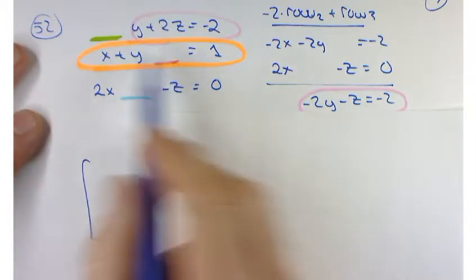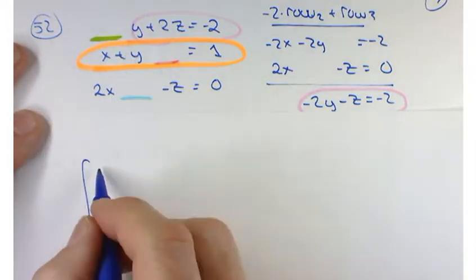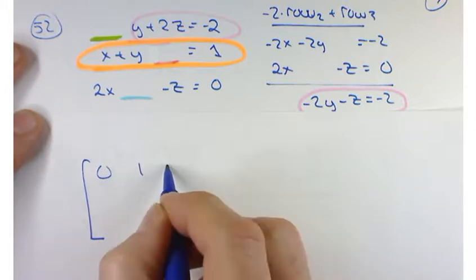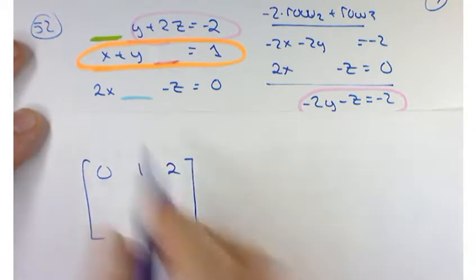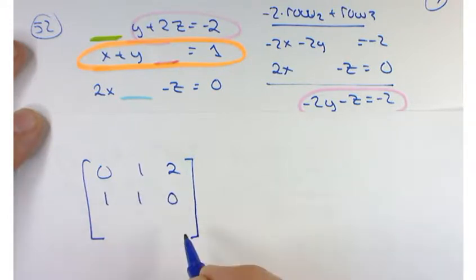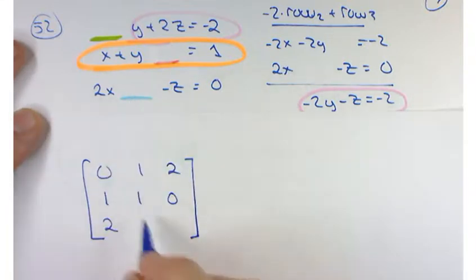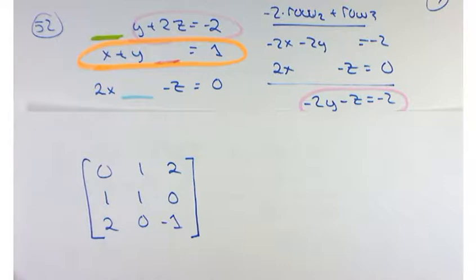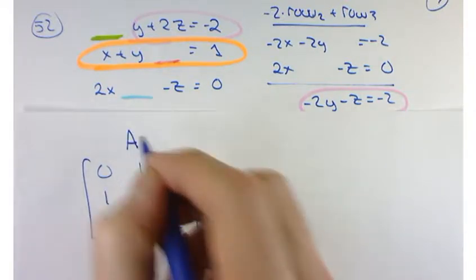The first equation would be 0, 1, and 2. I'm just dealing with the coefficients. Then 1, 1, and 0. Then 2, 0, and negative 1. Those are just the coefficients of my system. I'm going to call this matrix A.